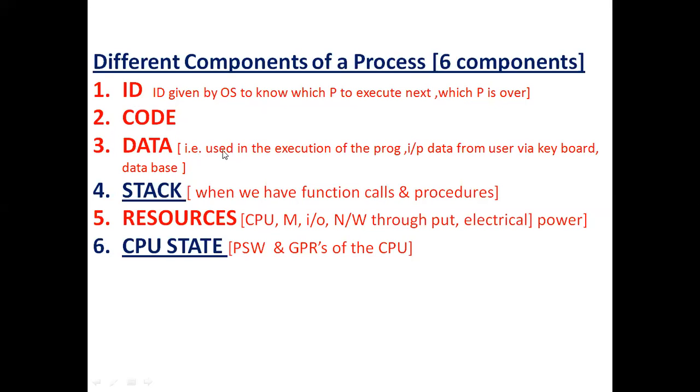This data is used in the execution of the program or the process, and the data is nothing but the input information that is inputted by the user, via a keyboard or any input device. The data can also be inputted via some database. Regarding the fourth component of a process, the stack, I will also discuss one example where the stack comes into the picture when we use function calls and procedure calls. The fifth component is resources, and the sixth component is the CPU state.